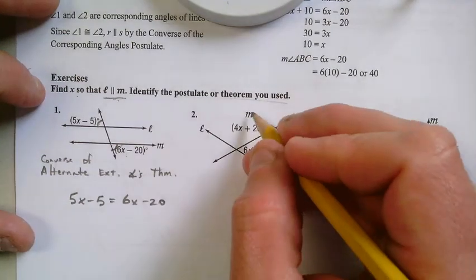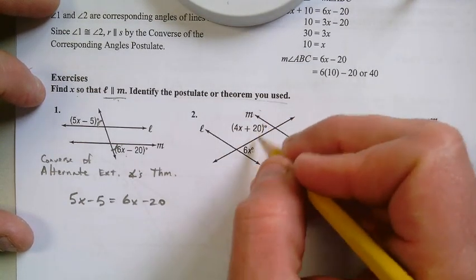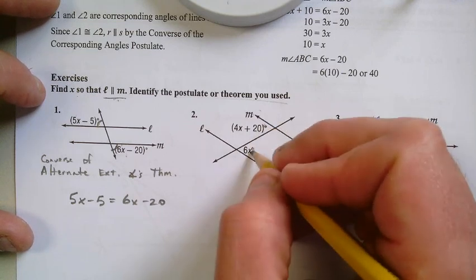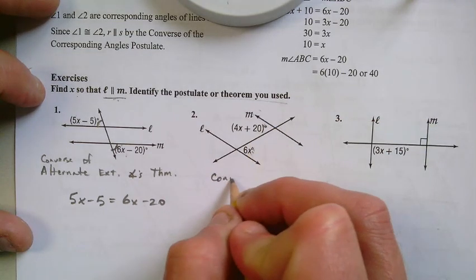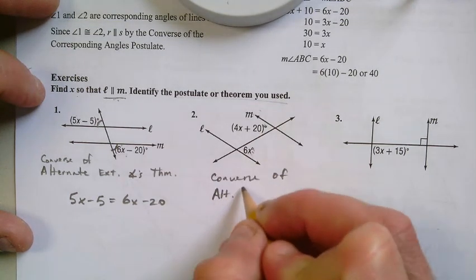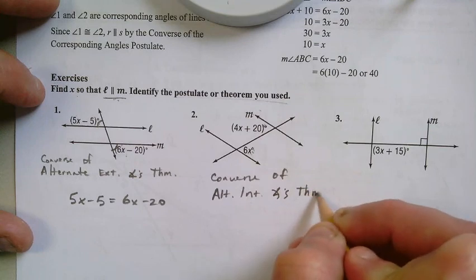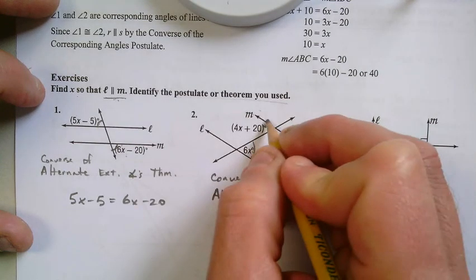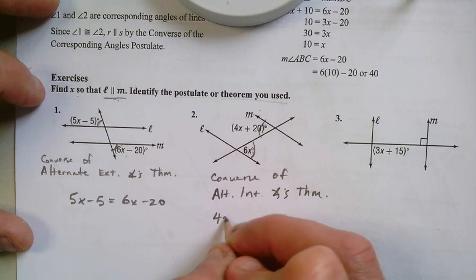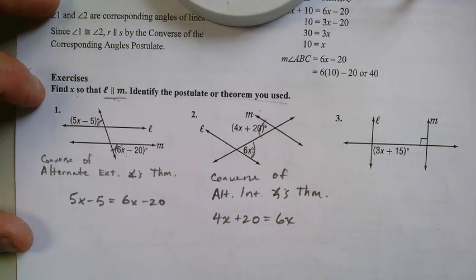If I'm going to prove that L is parallel to M, I'm going to have to show that these angles, which are alternate interior angles, have to be congruent. So I'm going to use the converse of the alternate interior angles theorem. And I'm going to say that these two have to be shown congruent. Okay, they're both equal.